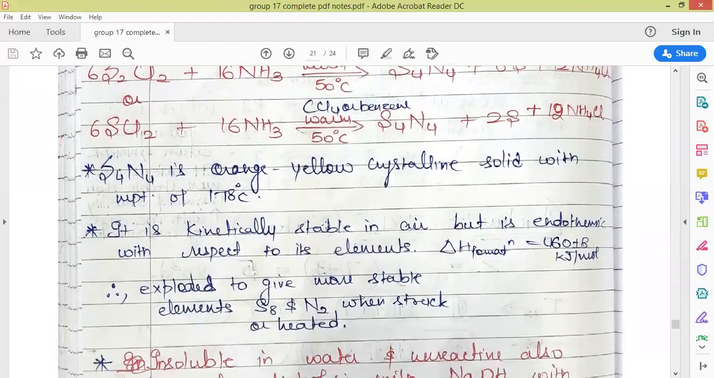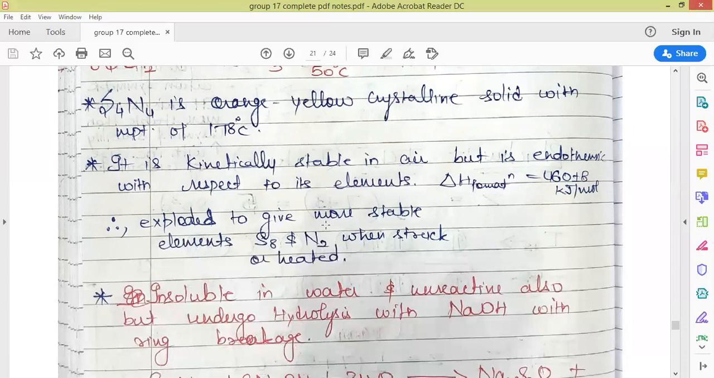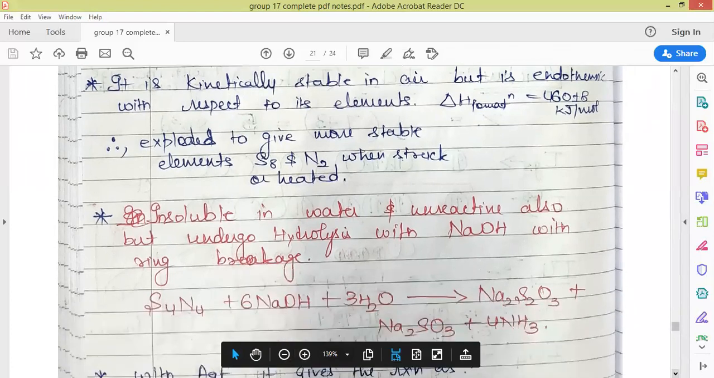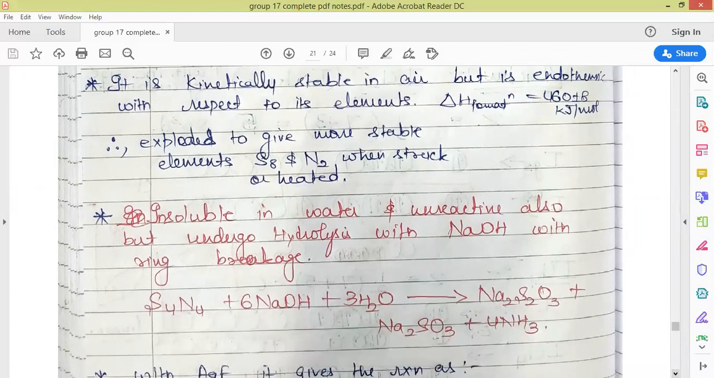It is kinetically stable in air but is endothermic. The formation of this S4N4 is endothermic with respect to its elements. So delta H formation is around 460 plus minus 8 kilojoule per mole, and it explodes to give elemental forms, that is sulfur, S8 and nitrogen. When heated or struck, it gets converted into its elemental reactants, that is sulfur and nitrogen, with the expulsion of large amount of heat. That is, the reverse reaction is exothermic in nature.